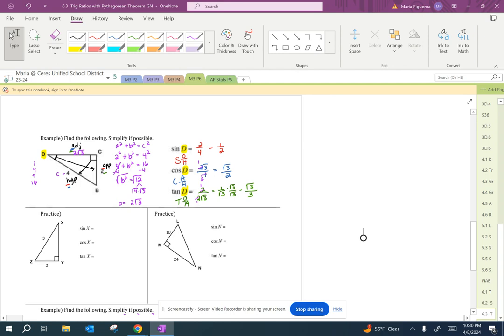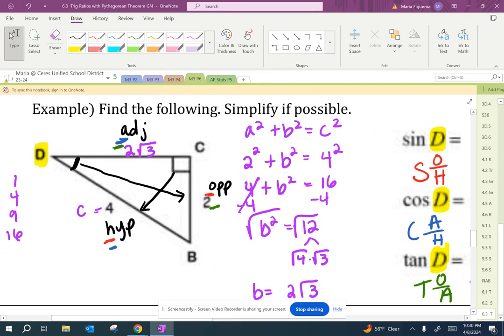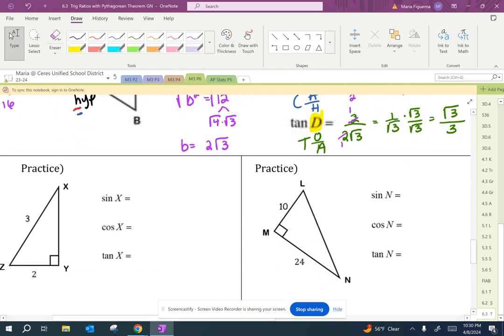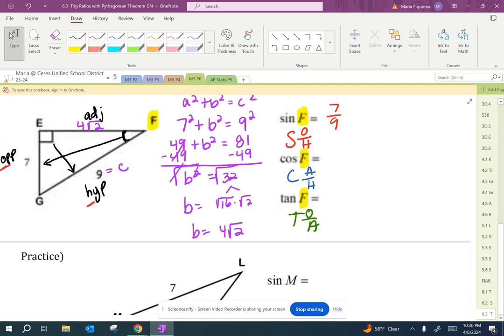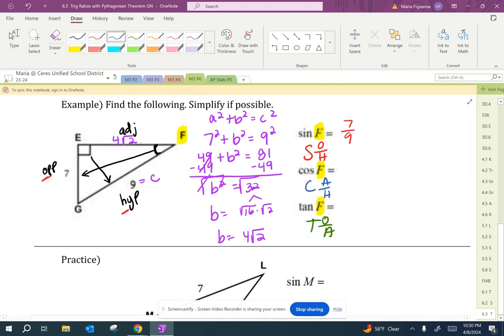Adjacent over hypotenuse is CAH. Oops, where did it go? Down here. Sorry, guys. So CAH is the adjacent over the hypotenuse. So 4 root 2 over 9. And I can't simplify the 4 over 9, so it just would be my final answer. And then tangent is TOA.